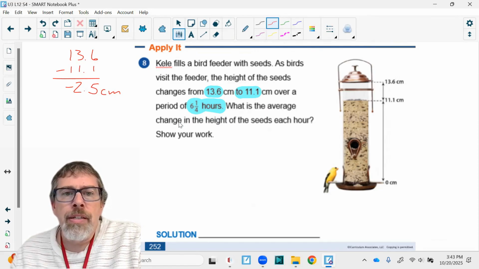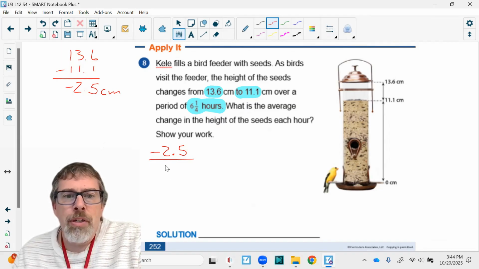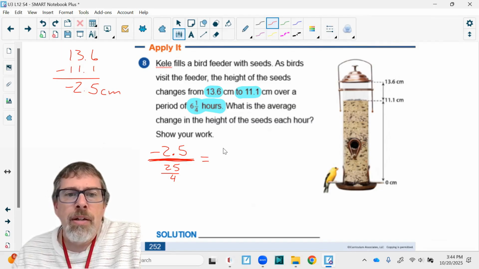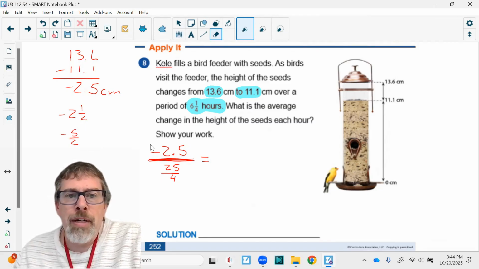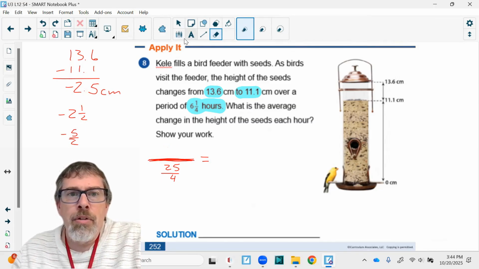Okay, so that's a negative. It did so in 6¼ hours. So I want to take how much it dropped, which is negative 2.5, and divide it by 6¼ hours. I'm going to leave this a fraction because it's easier, and I'm going to make it improper. So 6 times 4 is 24, plus 1 is 25, divided by 4. When I have a compound fraction like this, notice I have decimals and fractions. Negative 2.5 is the same as negative 2½, which is the same as negative 5/2. So the first thing I'm going to do is change that. Let me erase this and make it 2 fractions.